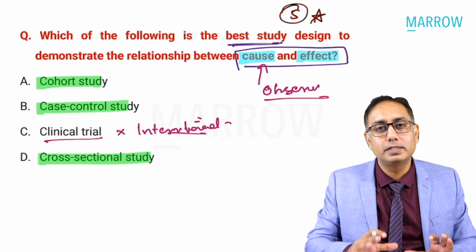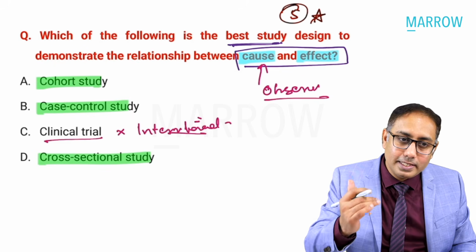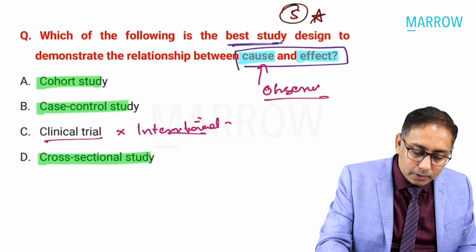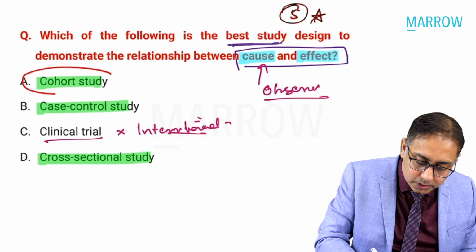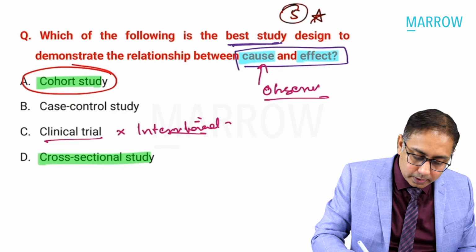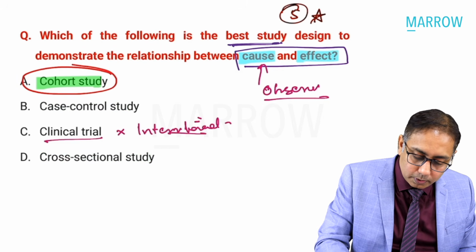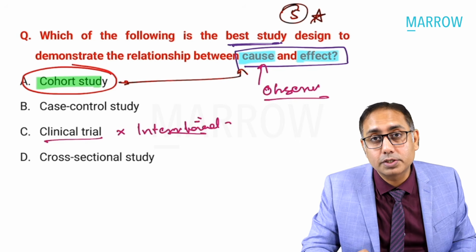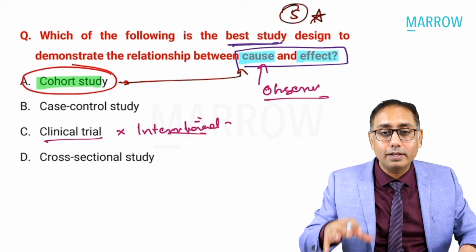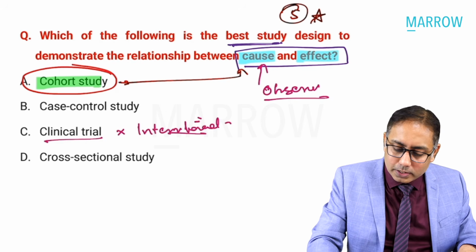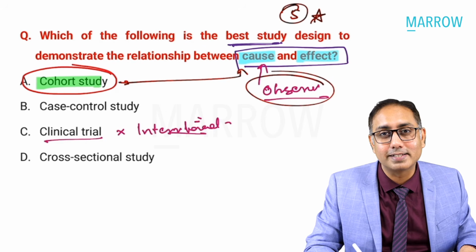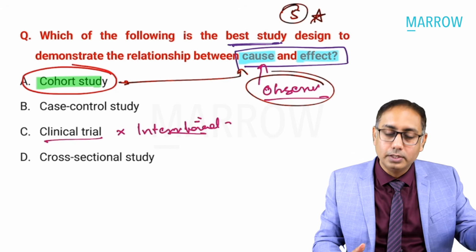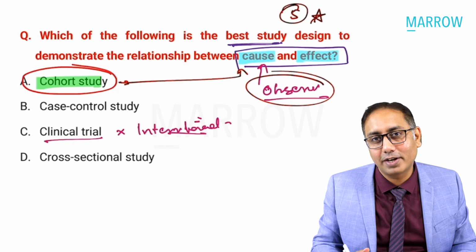Which of the following is the best answer? So out of these A, B and D, which is the best study design, I would like to mark my cohort study as the best answer over here. So the best answer would be a cohort study. The best study design to demonstrate the relationship between the cause and the effect is a cohort study, because they are talking of the observational study design. They are not talking about how the effect of the drug can best be measured. Then your answer would be a clinical trial.